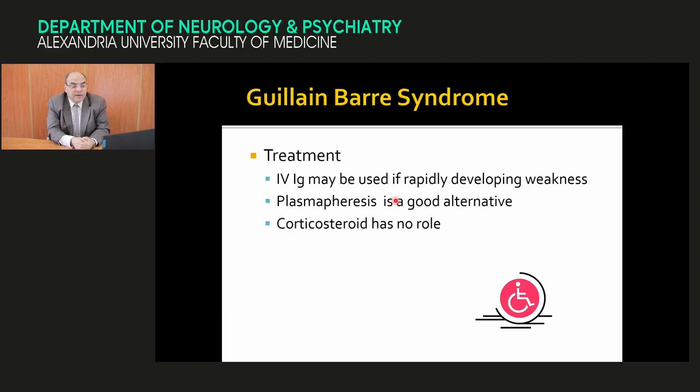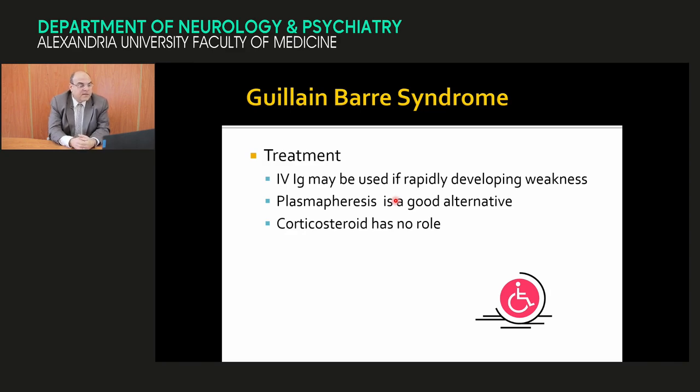Some of the patients may be bedridden, so they will need the usual care for a bedridden patient. That is to say, care for the eyes, care for the skin, care for the nutrition, care for the sphincters, and a prophylactic dose of unfractionated heparin to guard against deep vein thrombosis or pulmonary embolism. Heparin 5,000 units subcutaneously every 12 hours.